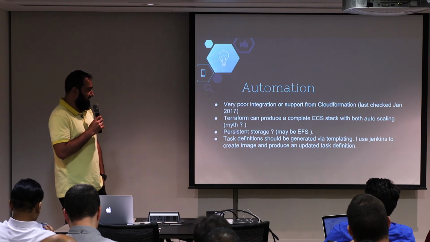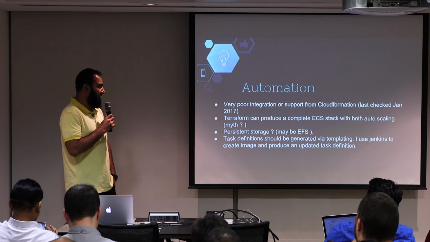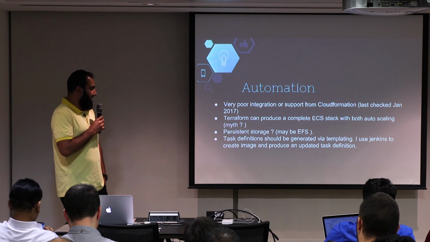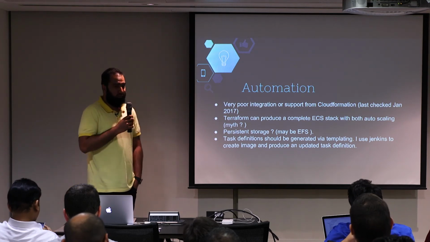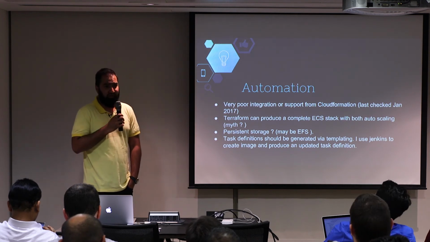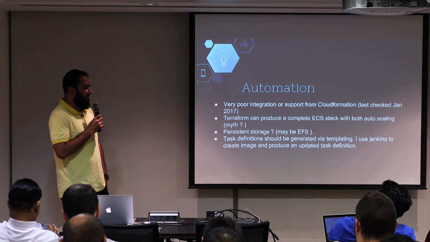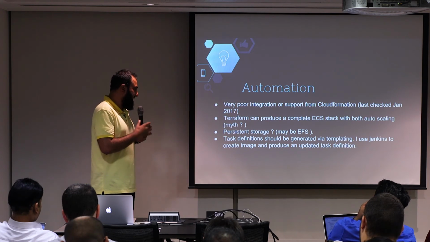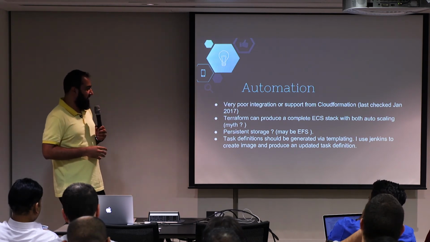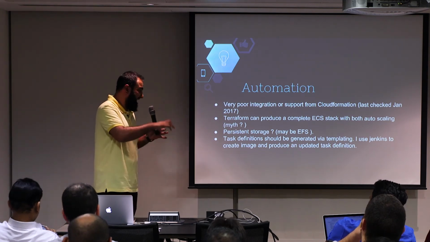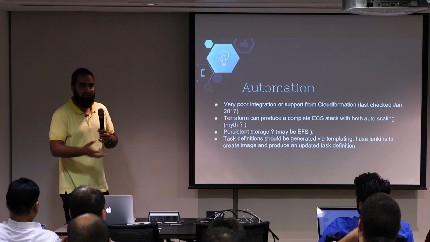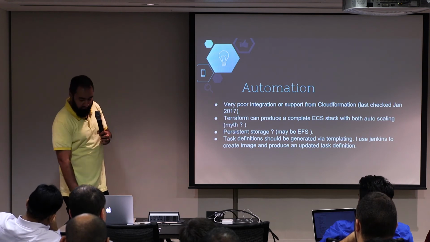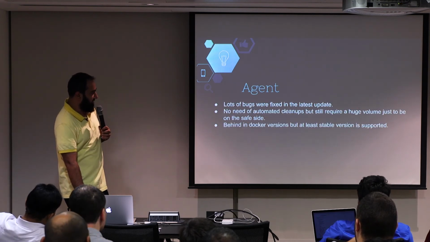It cannot use persistent storage. Maybe if you want to, then you can use EFS, which is still in a beta version. It's not a perfect service right now. So yeah, and task definition. Task definition is a huge JSON file, so I would recommend templating it using Ansible or Jenkins or whatever. What we do is we use Jenkins to create an image, create the perfect golden image, and then that Jenkins job produces an updated task definition, which is then fed into AWS ECS CLI, and then it goes through and replaces the old task and creates a new service.